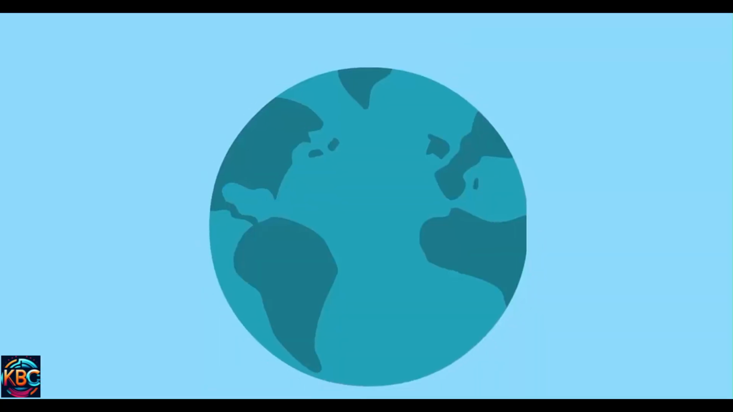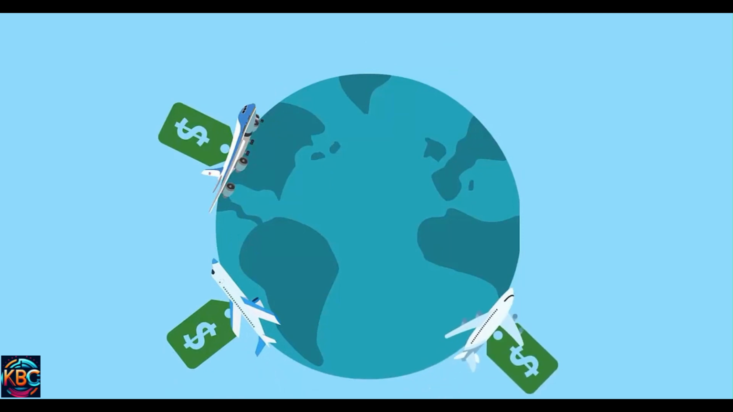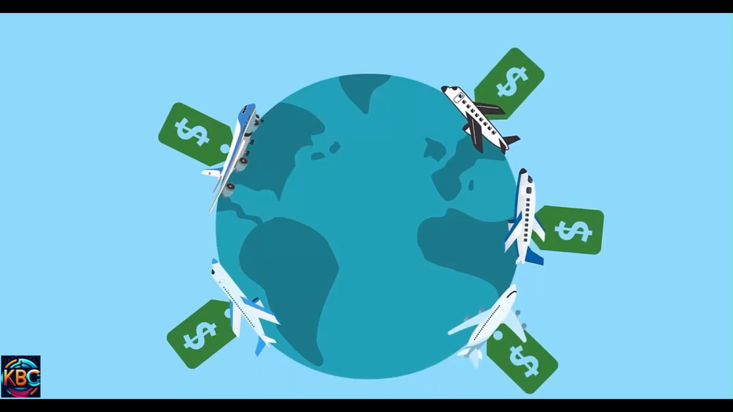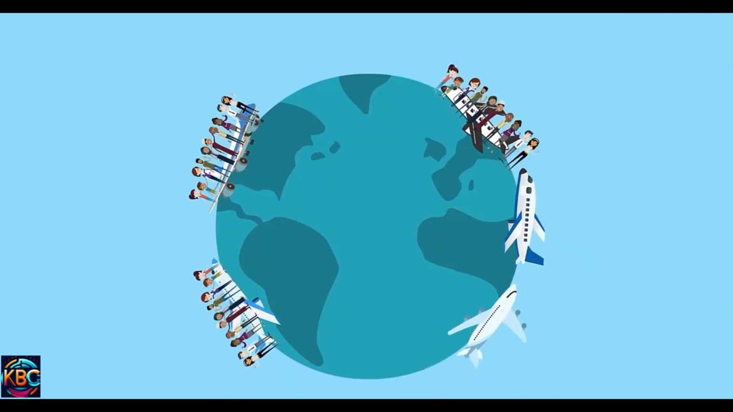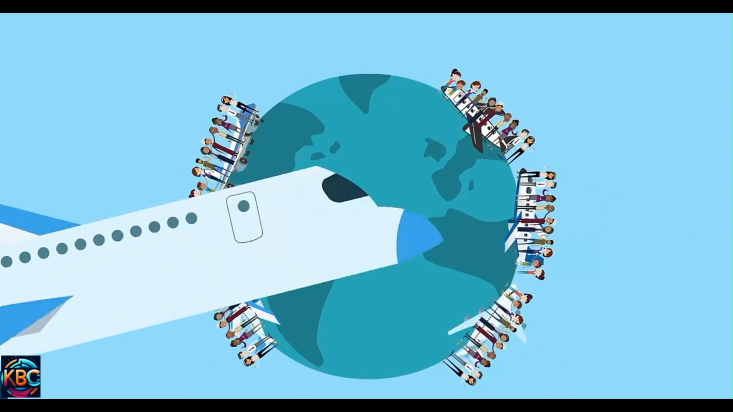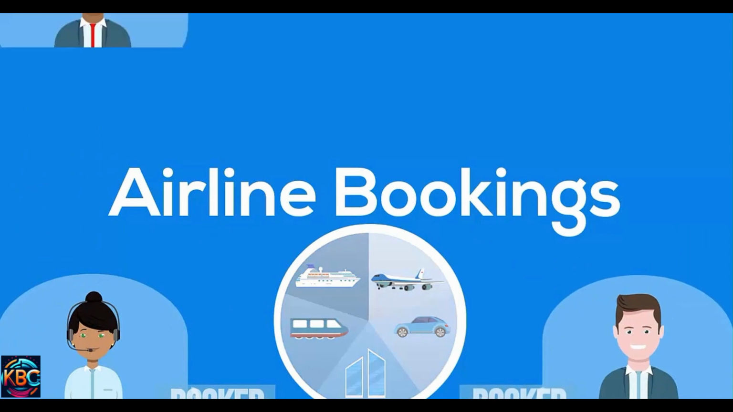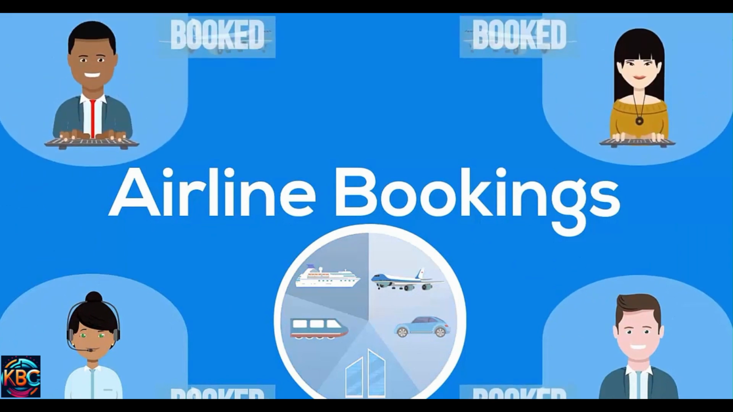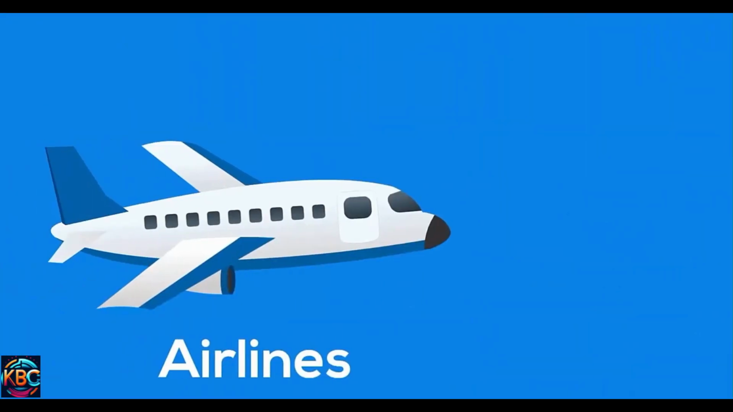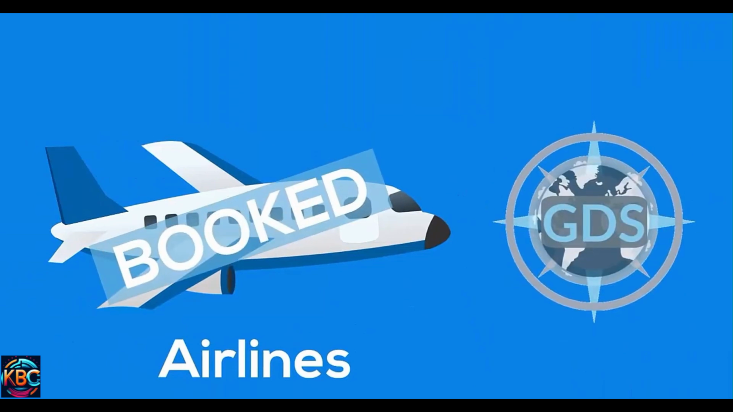Did you know that the airline industry generates several $100 billion in global revenue yearly and carries billions of passengers to every corner of the world? Airline bookings are one of the most common types of bookings that travel agents make. In this video, we will learn more about airlines and how to make an airline booking using a GDS.